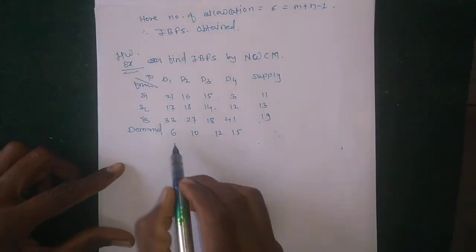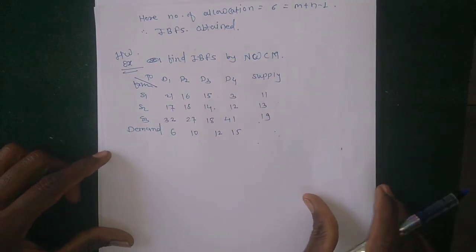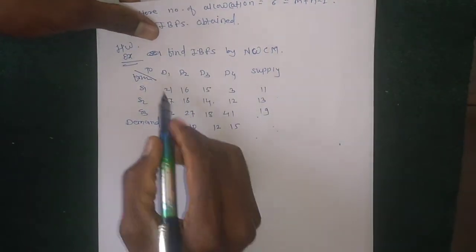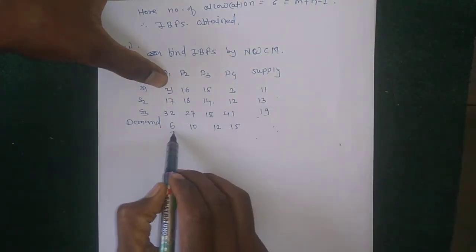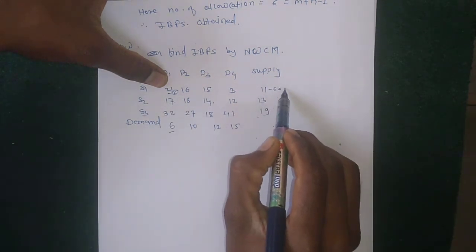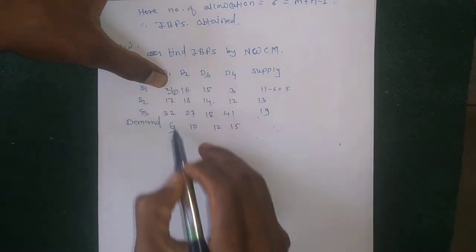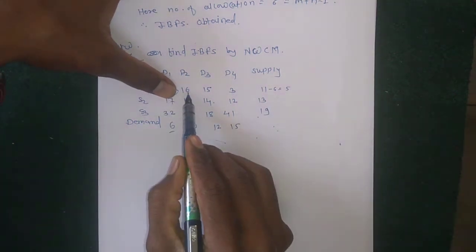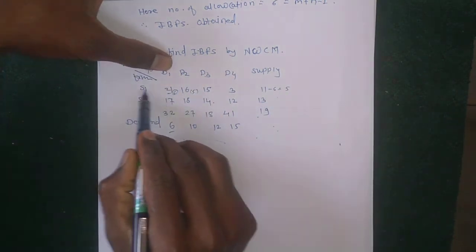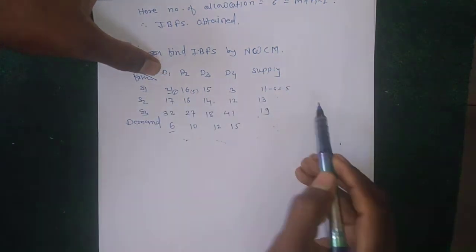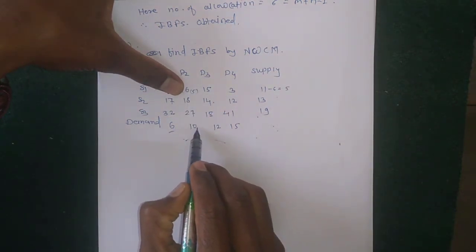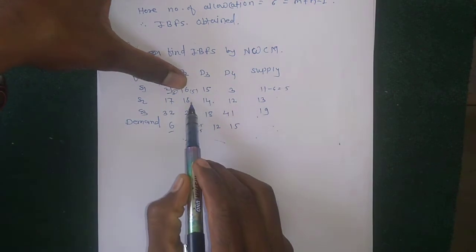Okay, so solve this example by using the northwest corner method. How to find it? Start from S1 D1, which is 21. The demand 6 is less than 11, so allocate 6 and subtract, leaving only 5. Then delete this column. Again start from D2 S1: 5 is less than 10, so allocate 5 and remove the S1 row. Subtract 10 minus 5, leaving 5.